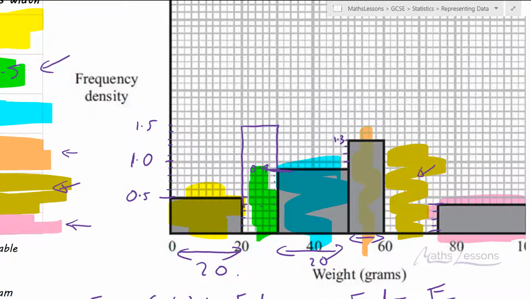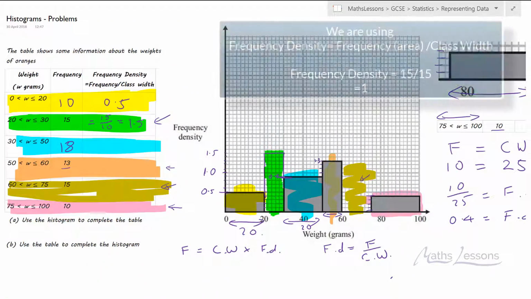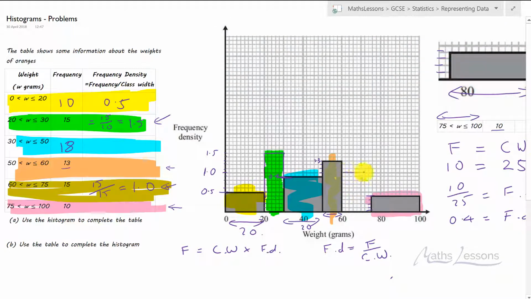Let's colour it in nice green just to make sure we can see where it is. And then if we go to this one here, we can see we've got 15, and we've got to divide that by a class width of 15, so that is equal to 1.0. Remember, the class width 75 minus 60 equals 15, so the height of this one is 1.0. So let's just rub that out a bit and draw this in, colour it in the same colour, and we can see we have our histogram finished.